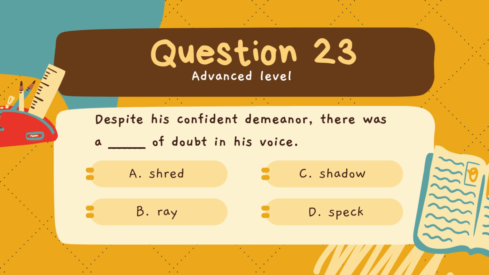Question 23. Despite his confident demeanor, there was a of doubt in his voice. A. Shred. B. Ray. C. Shadow. D. Speck.